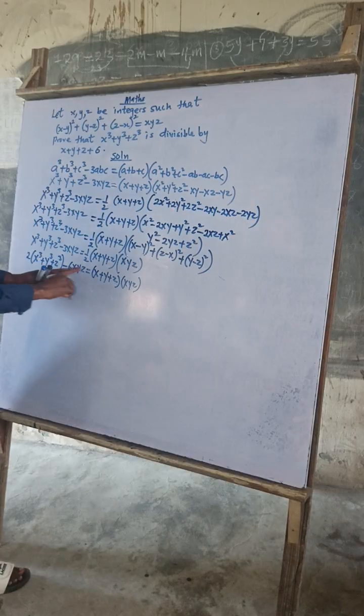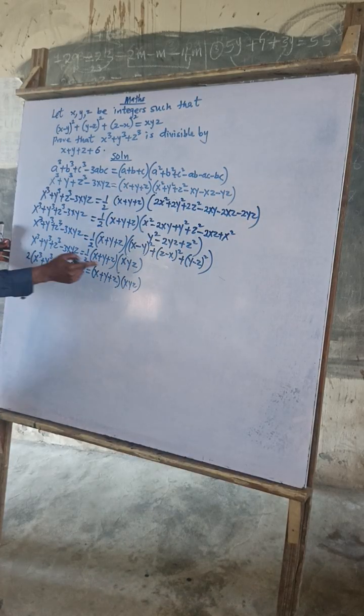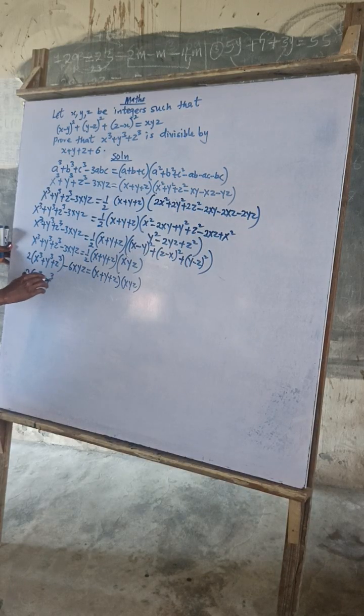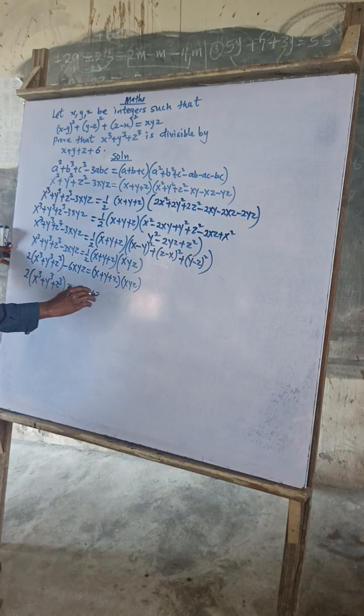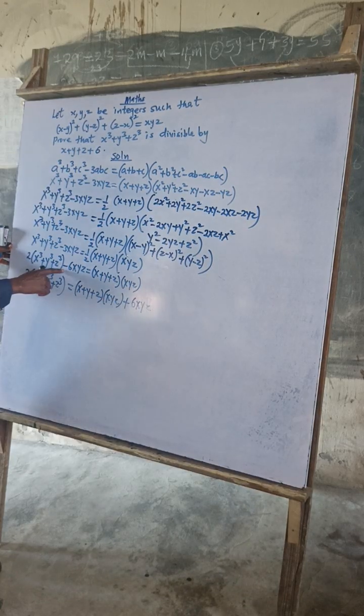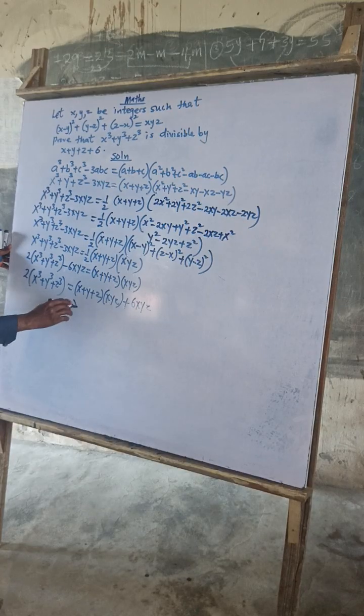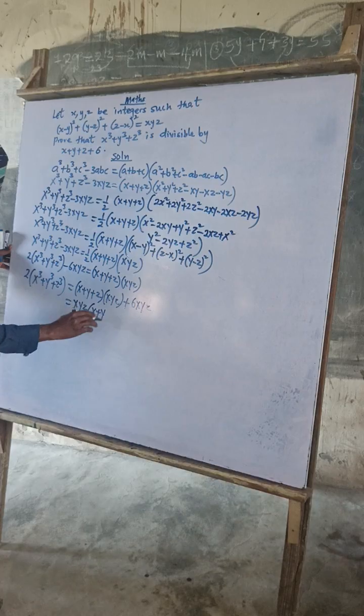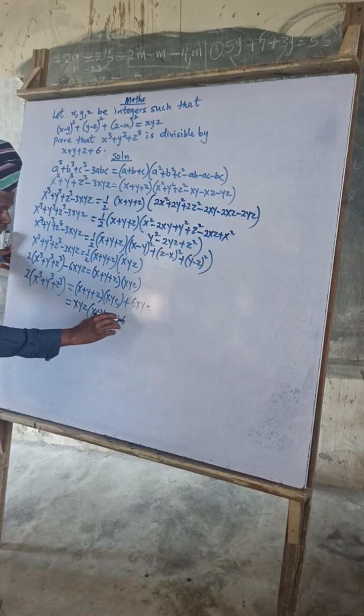Then we are going to take this to the other side of the equation. That is, the minus will change to plus. Then we have 2 open bracket x cubed plus y cubed plus z cubed equals x plus y plus z, then into bracket x, y, z plus 6xyz, because this minus has changed to plus. Then they have a common factor. We have xyz as a common factor. We are going to factorize xyz out. What is left here is x plus y plus z, and what is left here is plus 6.